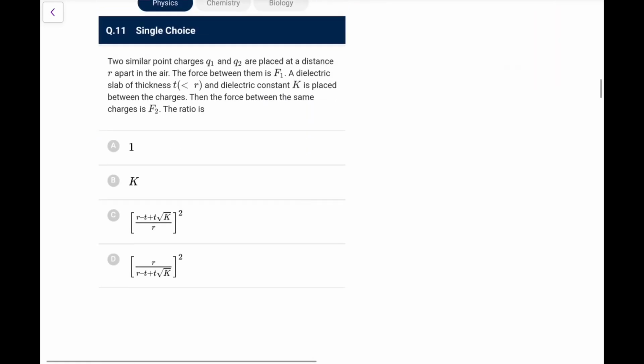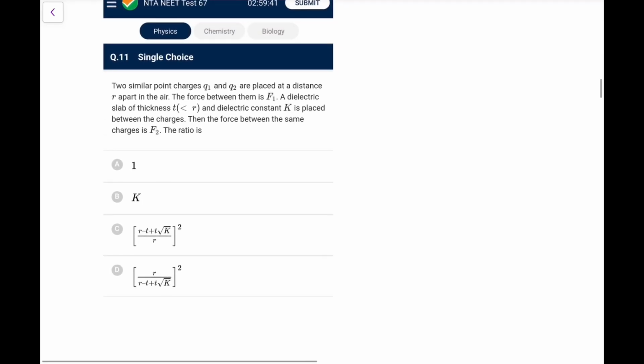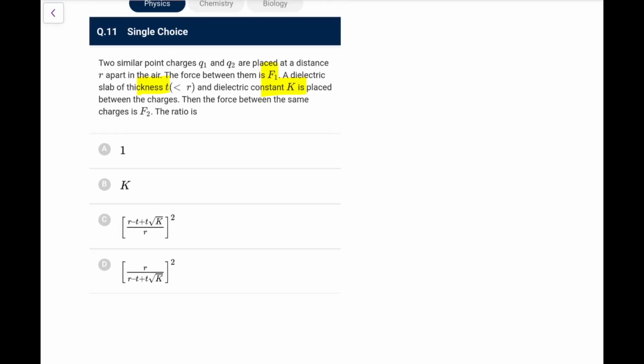It is. Next, two similar point charges Q1, Q2 are placed at a distance r apart in air. The force between them is F1. A dielectric slab of thickness T, which is less than R, and dielectric constant K is placed between the charges. Then the force between the same charges is F2. The ratio. Now, this question is slightly a tougher one.